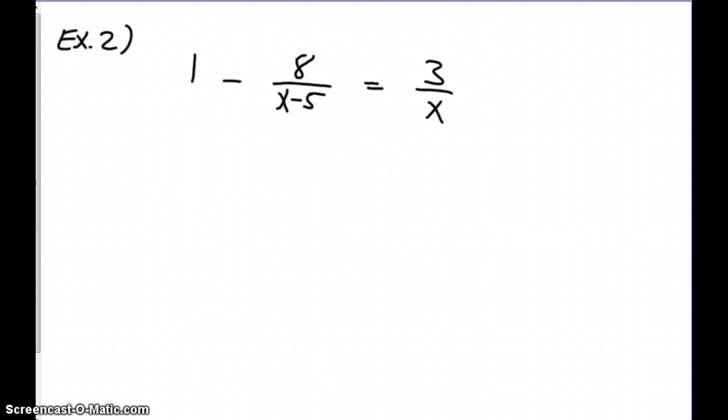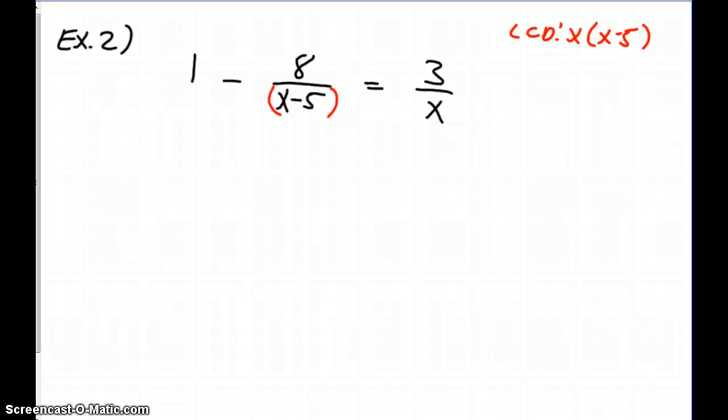Now the first thing you're going to do is find out what's the LCD. So you put parentheses around the first one and the second one. Now what's the LCD going to be? X times quantity x minus 5. This is the same thing you learned yesterday.